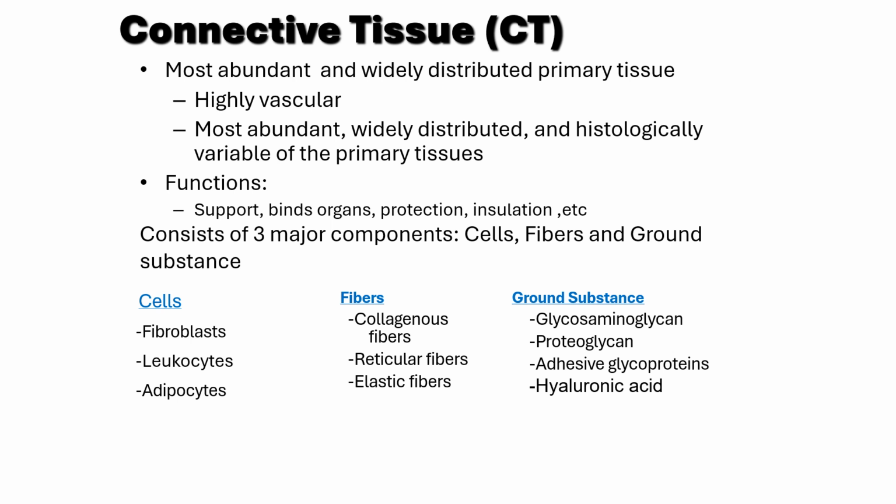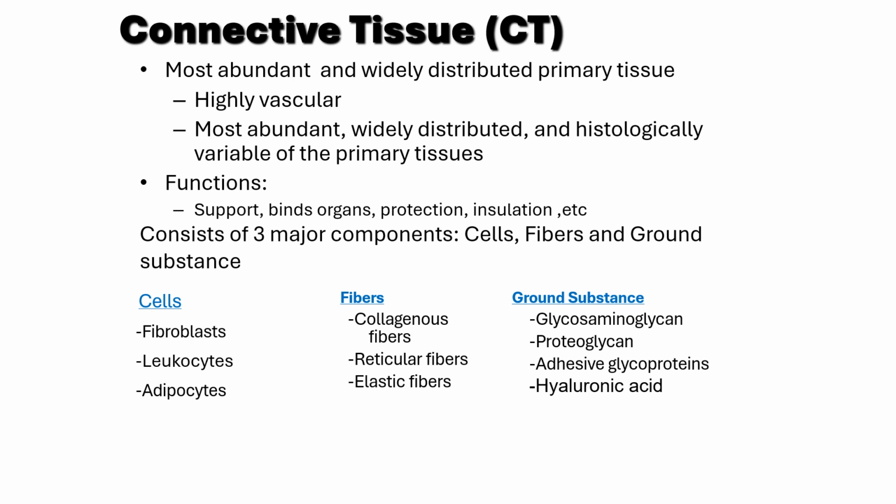Most of the connective tissue is vascular, whereas the epithelial tissue is avascular, which means it doesn't have a blood supply. So the connective tissue, even though it is vascular, the vascularity is very variable. The loose connective tissue is highly vascular, whereas cartilage, which is another type of connective tissue, is less vascular.